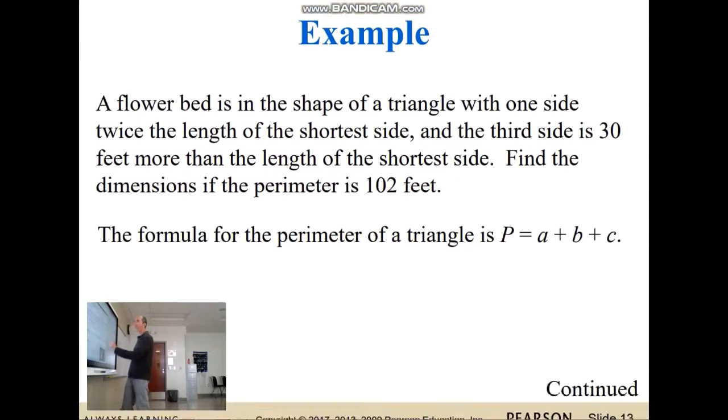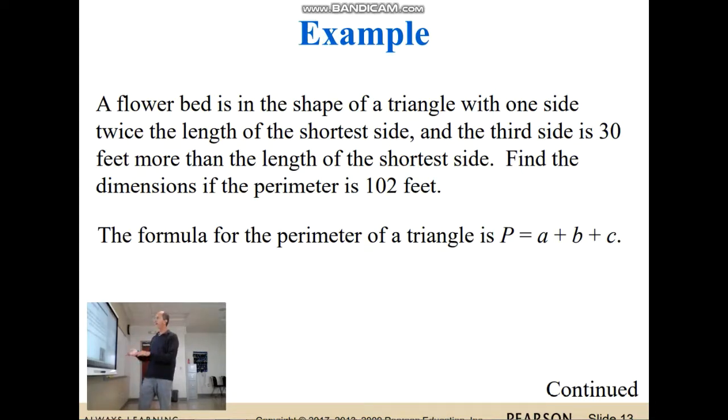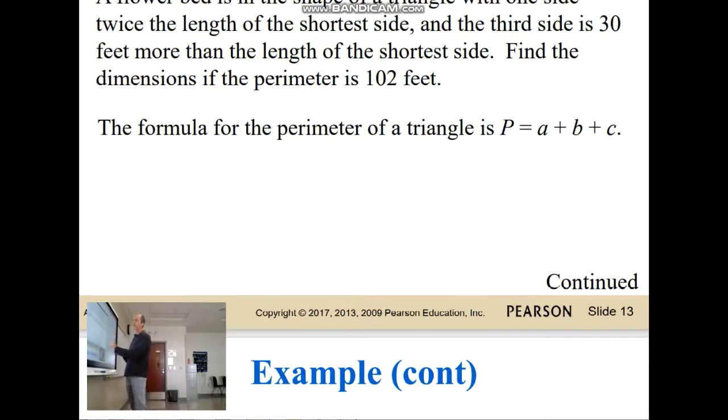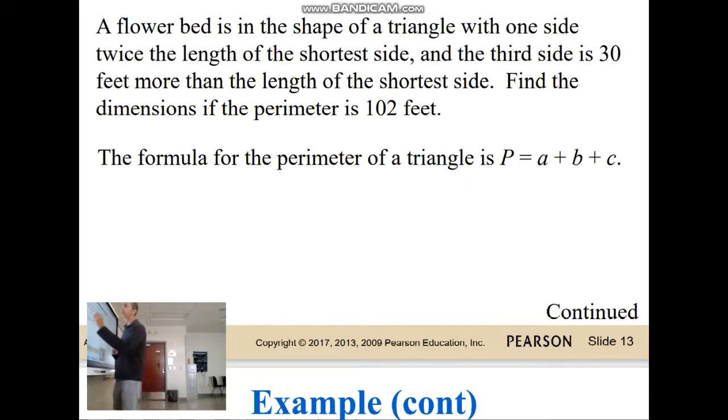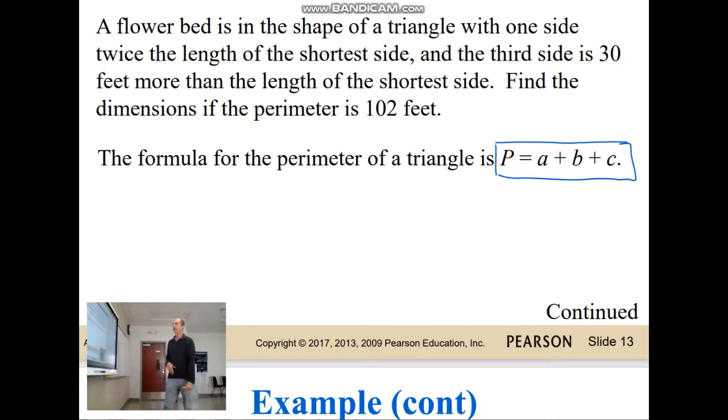Another example. A flower bed is in the shape of a triangle with one side twice the length of the shortest side, and the third side is 30 feet more than the length of the shortest side. Find the dimensions if the perimeter is 102 feet. We need to use the formula of perimeter here, and the formula is right here. The perimeter is equal to A plus B plus C, where A, B, and C are the sides of the triangle, right?